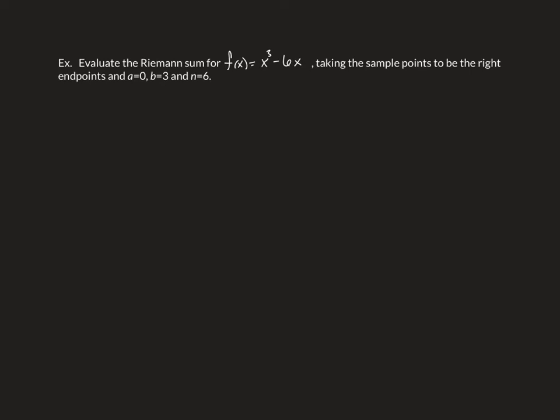Evaluate the Riemann sum for the function f of x equals x cubed minus 6x, taking sample points to be the right endpoints, and a equals 0, b equals 3, and n equals 6. So they've given us information here about where our interval begins and ends, and they've told us how many intervals there will be. All right, so let's just make a list of the things that we know.